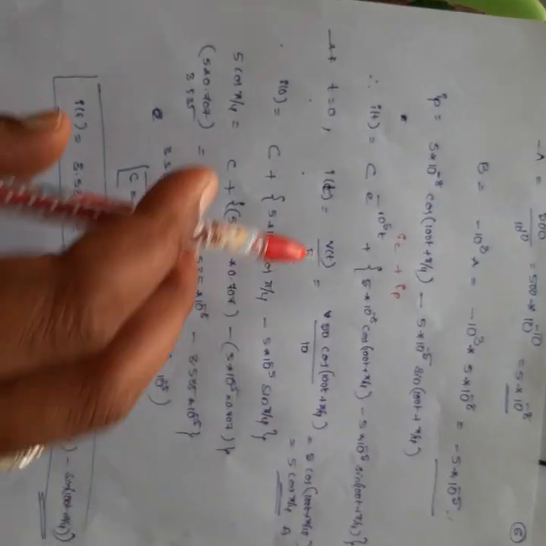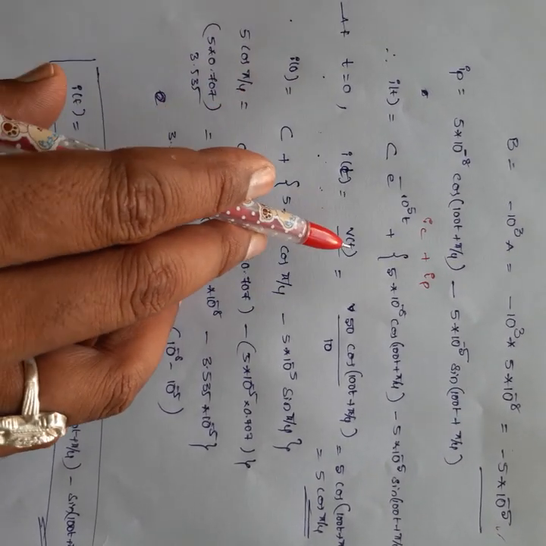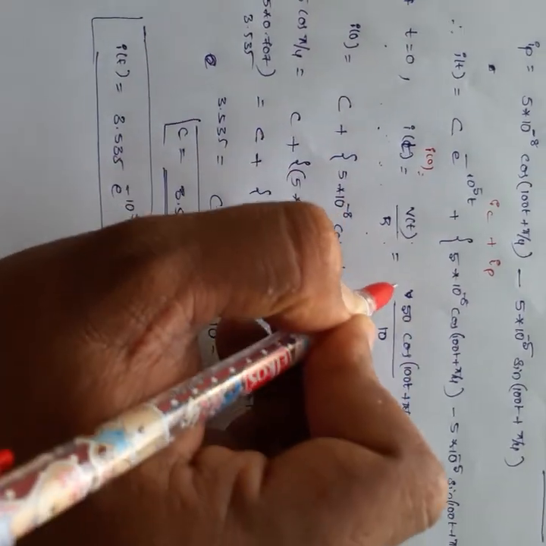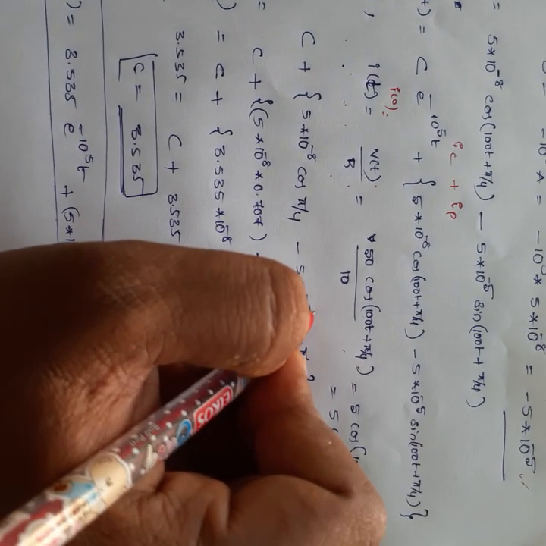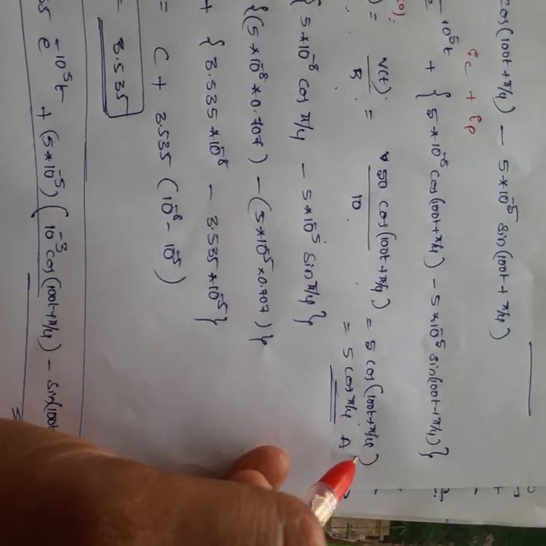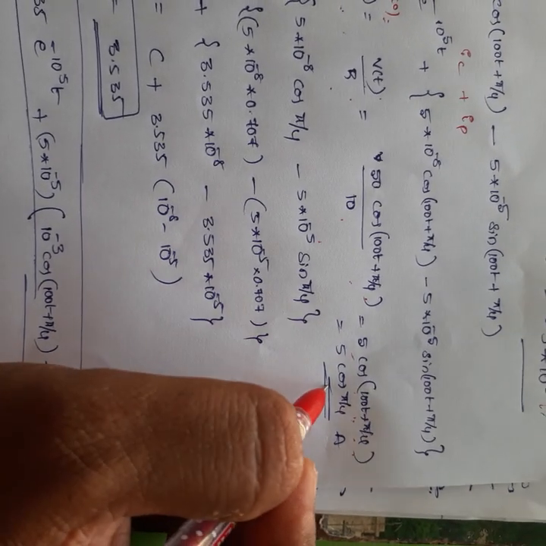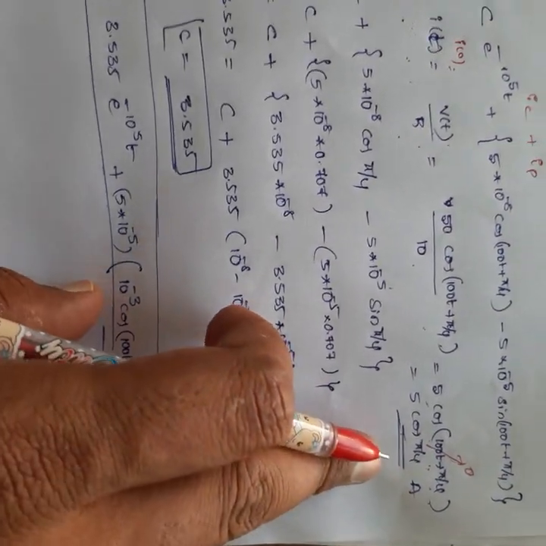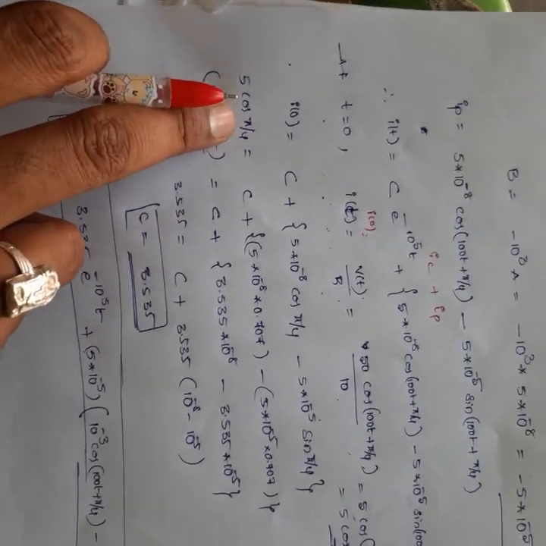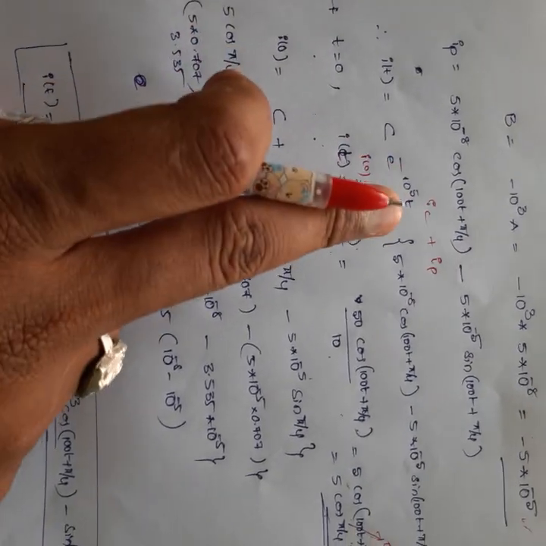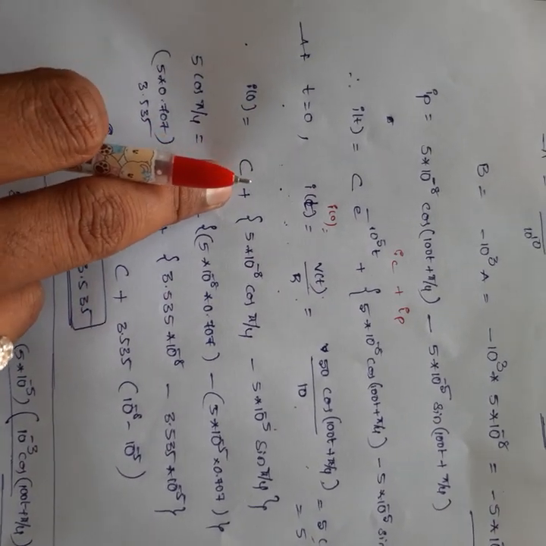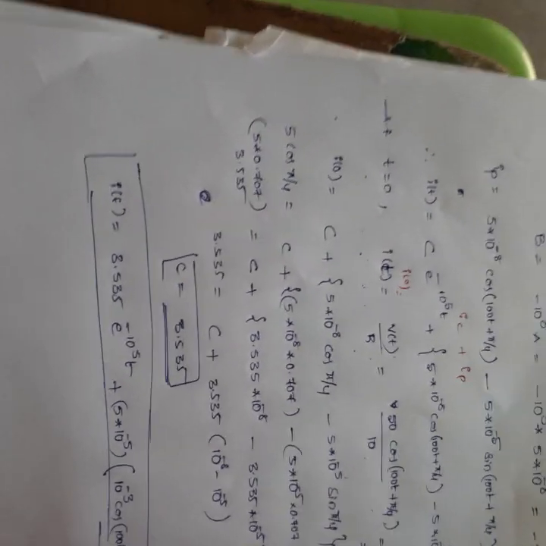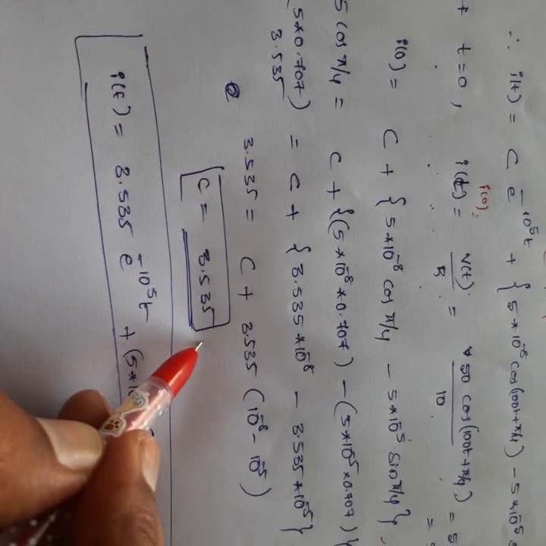Due to the capacitor acting as a short circuit, I of t equals V by R, that means I of 0 equals V by R. So that is 50 cos(omega t plus pi by 4) divided by R, where R is 10. Simplifying, 5 cos(omega t plus pi by 4). At t equals 0, omega t is 0, so we get pi by 4. That is I of 0 equals 5 cos(pi by 4) plus C into e power 0, and e power 0 is 1. By simplifying this, calculate the C value, which is 3.535 as a constant.